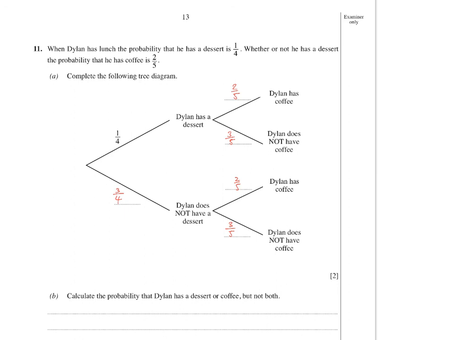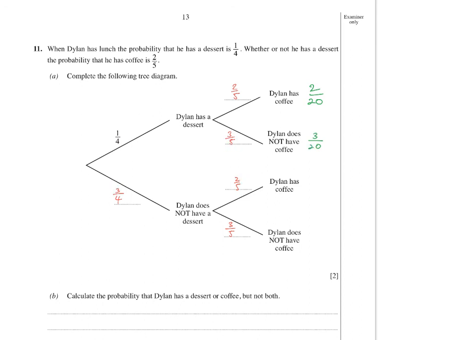And 1/4 times 2/5, that would be 1 times 2 on the top, which would be 2, and then 4 times 5 on the bottom, which is 20. Next one is going to be 1 times 3, which is 3, and then 4 times 5, which is 20. So just so I make it really nice and obvious what I'm doing, 1 times 2 gave me the 2 there, 4 times 5 gave me the 20 there, 1 times the 3 gave me the 3 there, 4 times 5 gave me the 20 there.